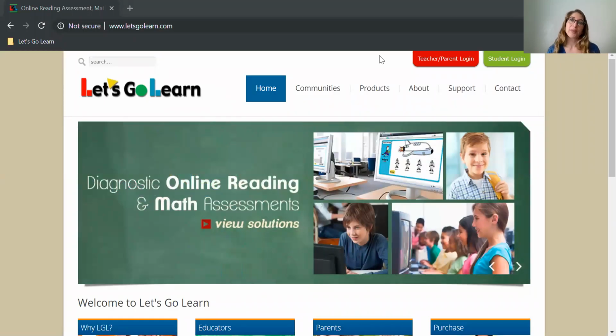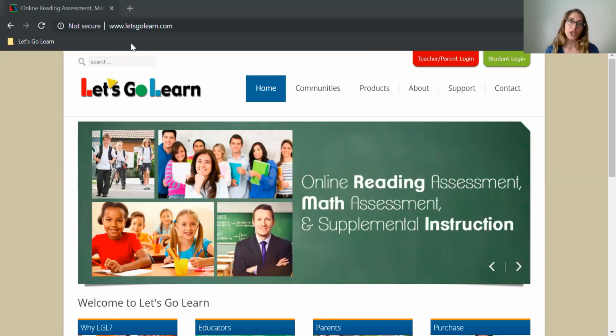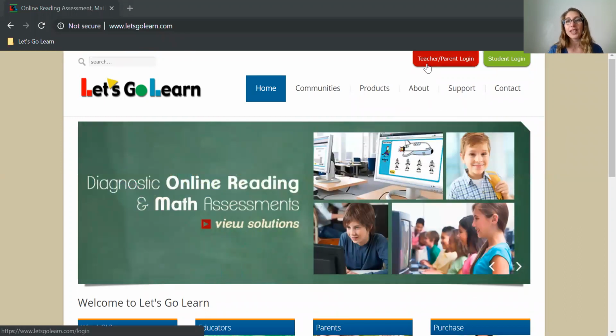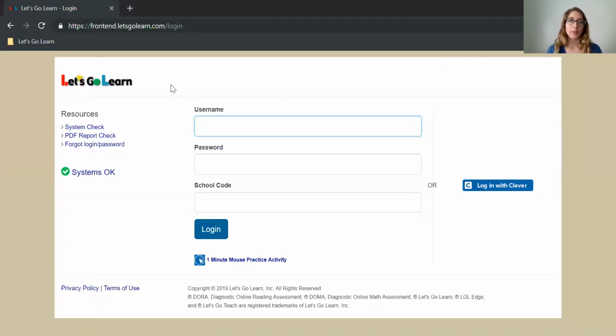Today we are going to be learning how to view and understand your child's ADAM report on the LGL parent portal. So the first thing you're going to want to do is come to letsgolearn.com and click on the teacher parent login. This will take you to the login page where you are going to enter your child's login credentials in order to view the parent portal.